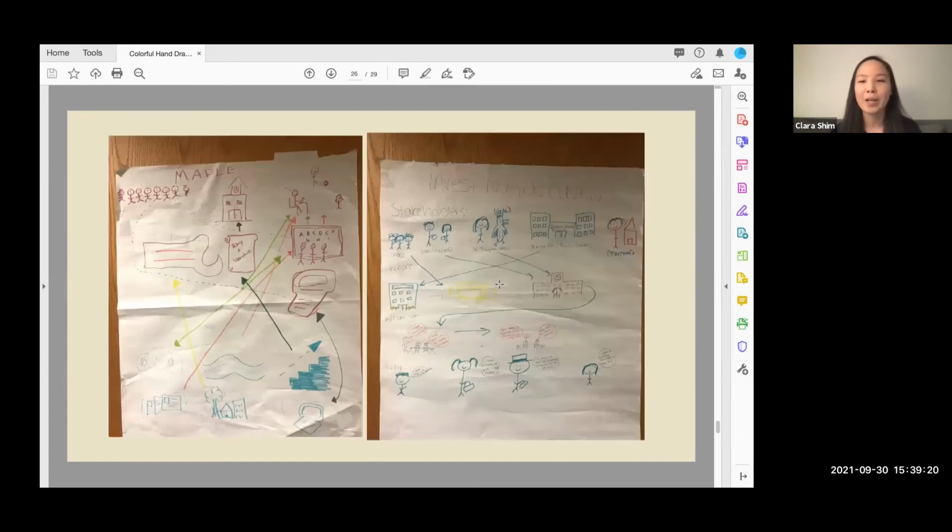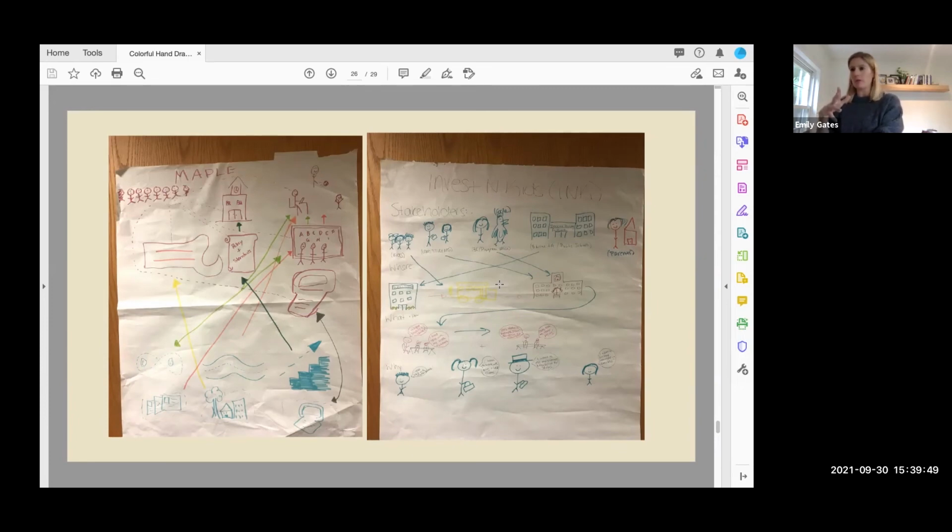And these are 2 actual real examples that students actually produced. They looked at 2 different interventions, as you can see, Maple and Invest in Kids, and they really tried to use this exercise to understand some of the problems and the context at hand. And from this, we start building the logic model or the theory of change, but they've started from this visual understanding of context.